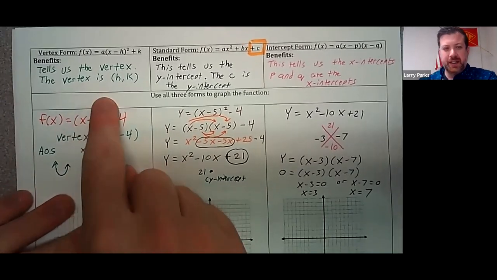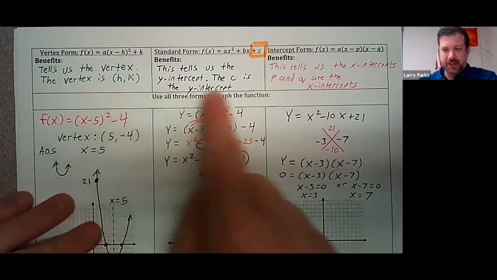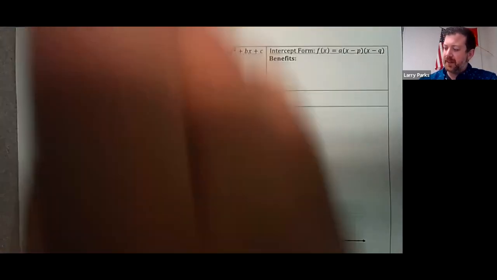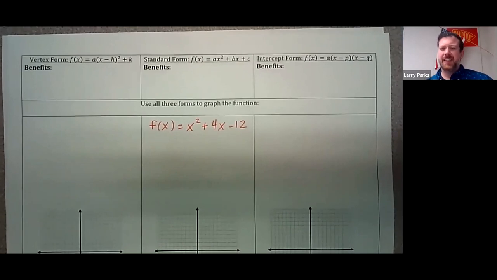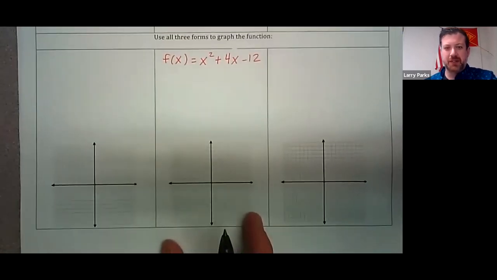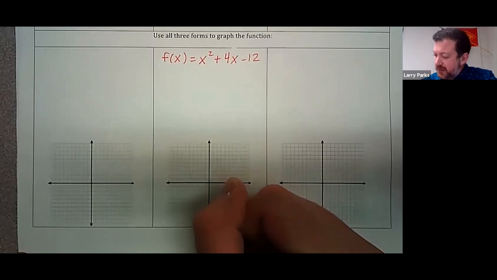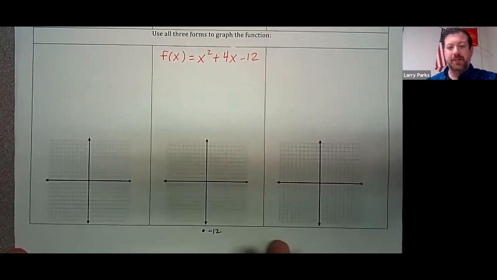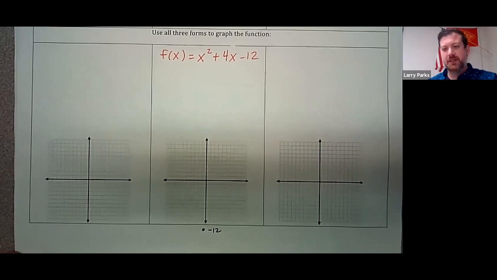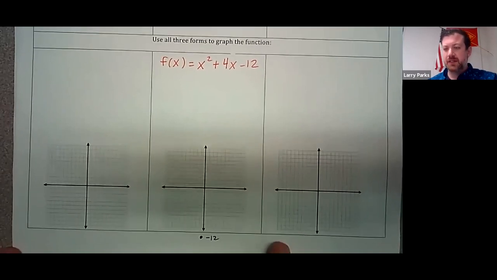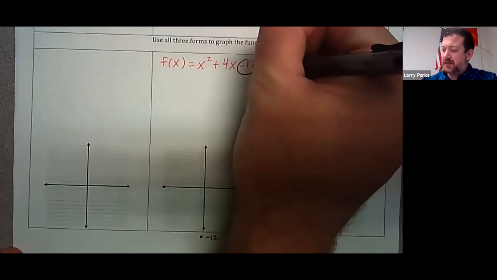Now on the next pages, I'm not going to write out the benefits every time. Let's say I start you off in standard form. Standard form, and I keep choosing bad examples, all we know from standard form is that down here at negative 12, that's the y-intercept. Okay, so that's all we know.